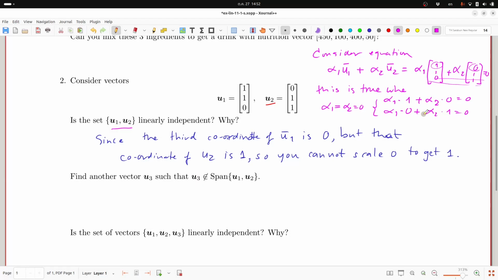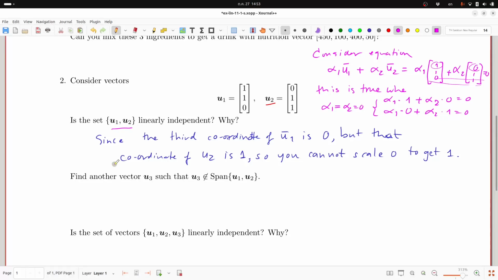Okay. So if you use this definition, it's cleaner, but it doesn't really make any sense if you don't understand the definition. Okay. But the idea is that you cannot combine the first two vectors to get to 0 without taking none of them.